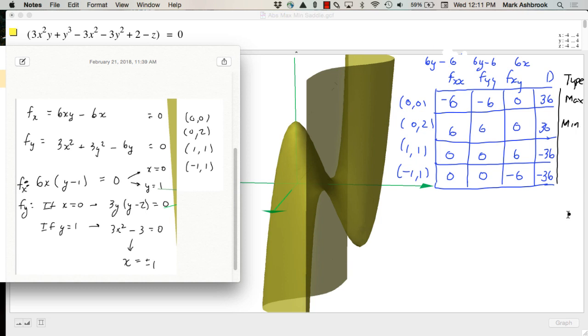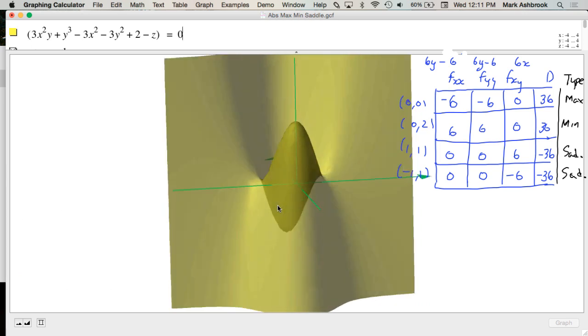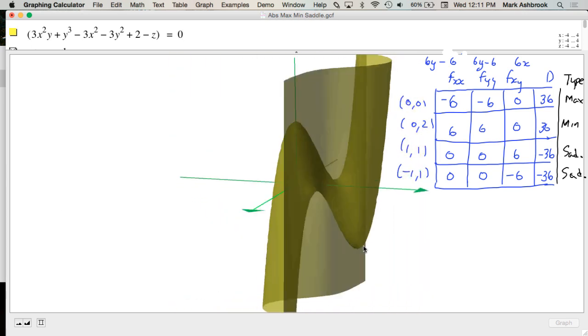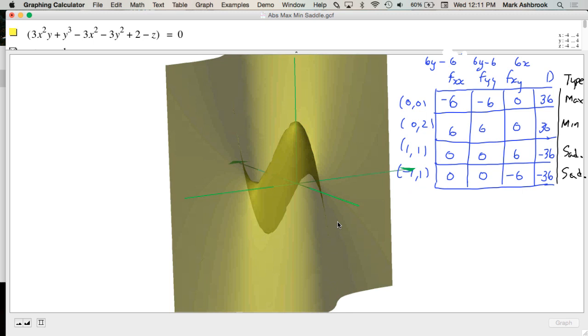So does that make sense? And then if d is negative? Saddle, automatically. Saddle, but not sad. Okay, so that should fit right with our picture here. So at (0, 0), we've got the max. At (0, 2), out in the x direction, we've got the min, and then the two saddles at (1, 1) and (-1, 1). So the picture is matching perfectly with our conclusions.